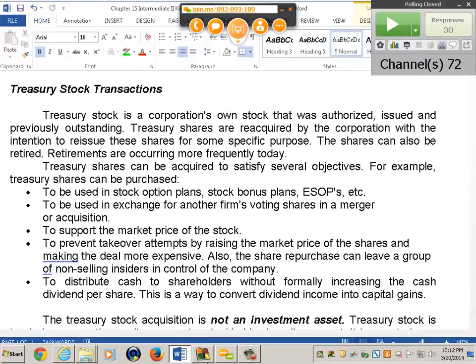If you buy back enough stock, what happens? You raise the stock price, and the company that's trying to buy your shares now makes the deal more expensive. So it may actually deter a takeover by another company by buying up market shares. Also, you can leave a certain management group in control of the company. Now, you may have heard of these leverage buyouts that were popular maybe about 15 years ago. Managers of a company would have the corporation borrow funds, go out in the market, buy up stock, and leave themselves in control, and then they would form a new company.